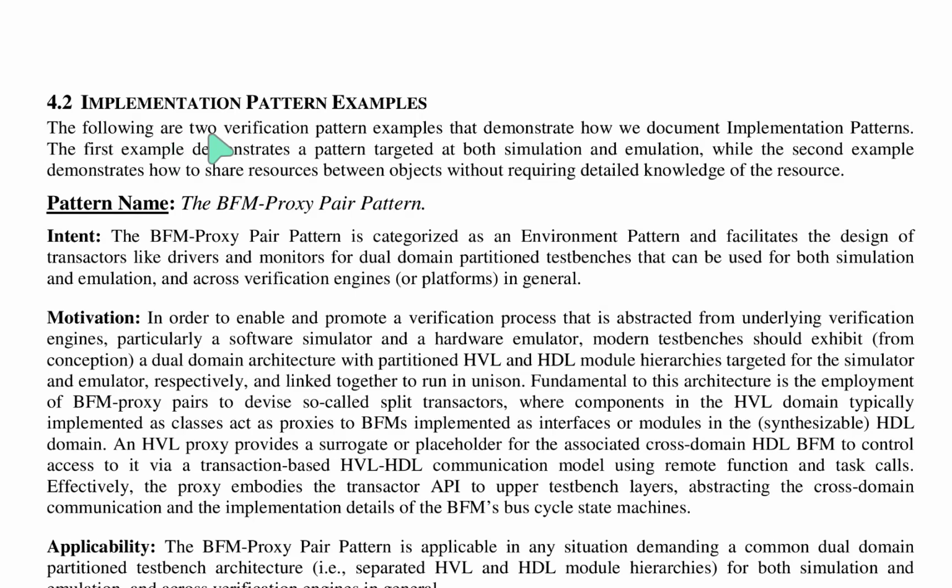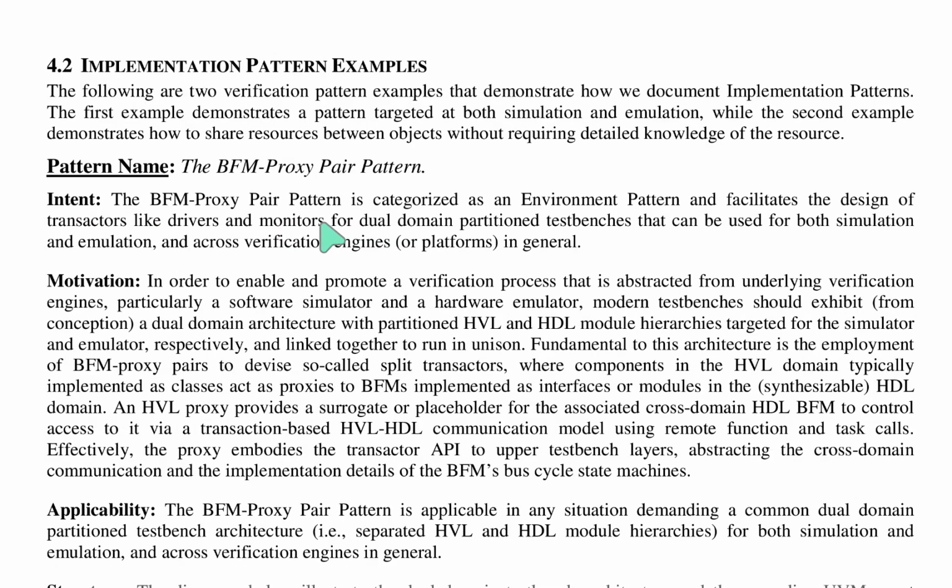The following are two verification pattern examples that demonstrate how we document the implementation patterns. The first example demonstrates a pattern targeted at both simulation and emulation, while the second example demonstrates how to share resources between sub-objects without requiring detailed knowledge of the resources. The pattern name: the BFM proxy pair pattern.